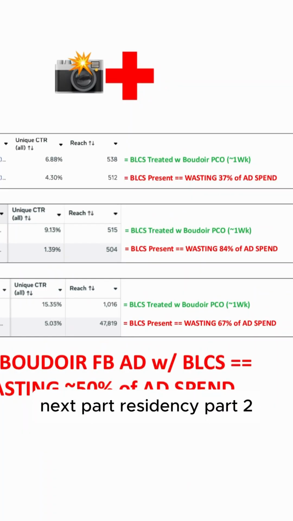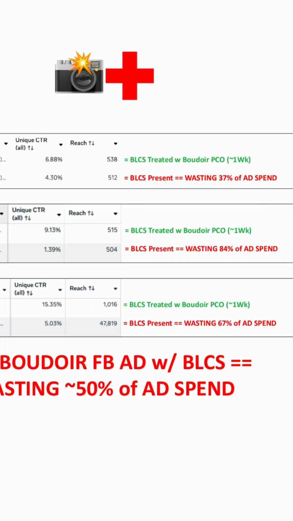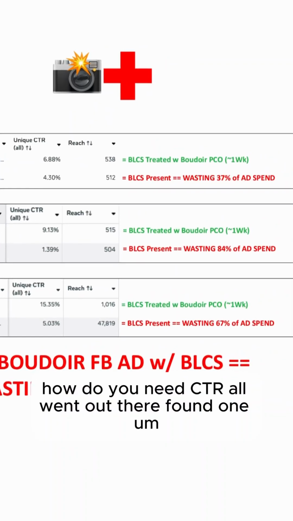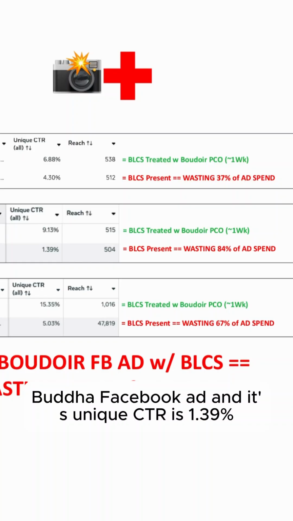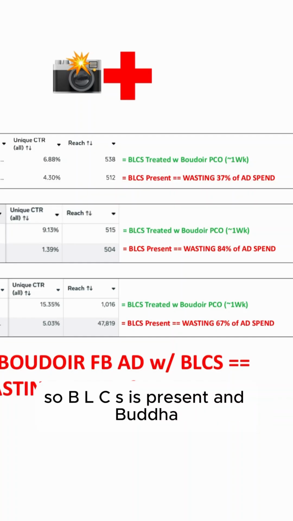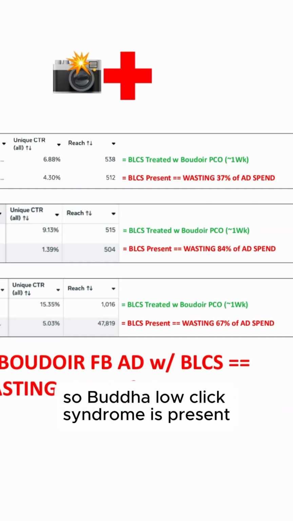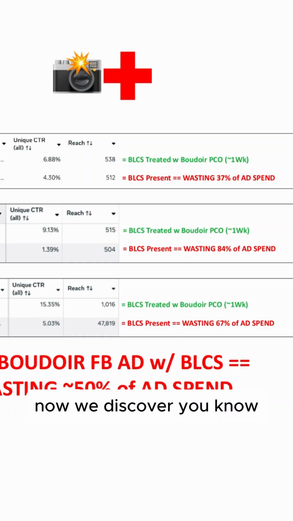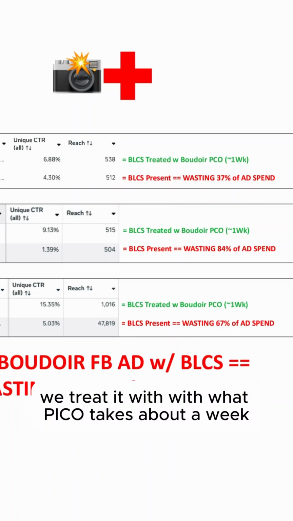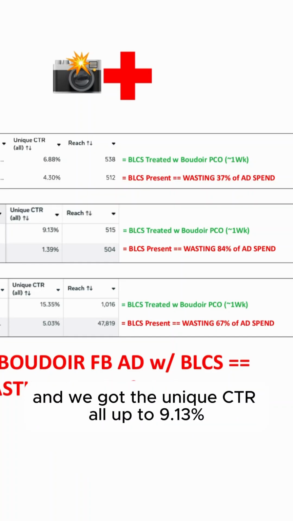Next part, residency part 2. We went out there and found one Boudoir Facebook ad, and its unique CTR is 1.39%. So we know that unique CTR is under 6%, so BLCS, Boudoir Low Click Syndrome, is present. Now that we got the solution, we treat it with Boudoir Pico, takes about a week, and we got the unique CTR up to 9.13%.